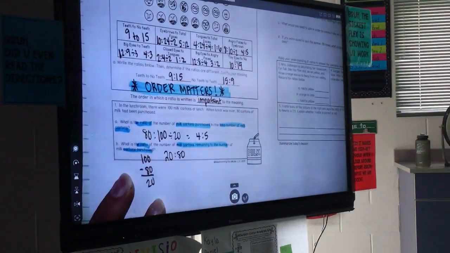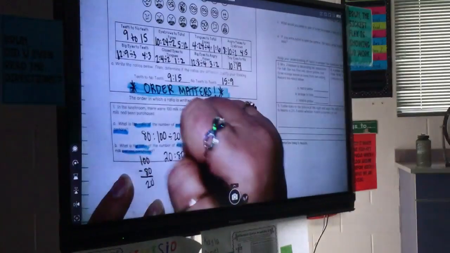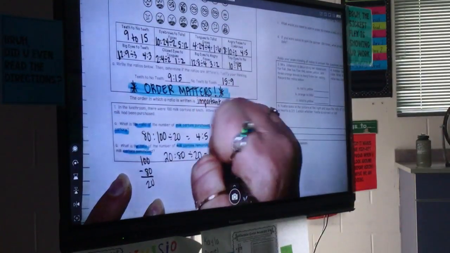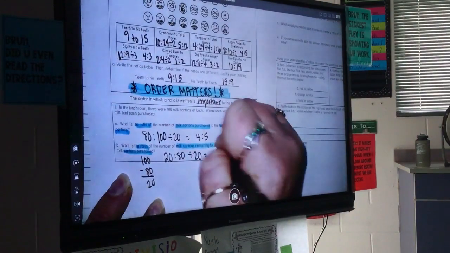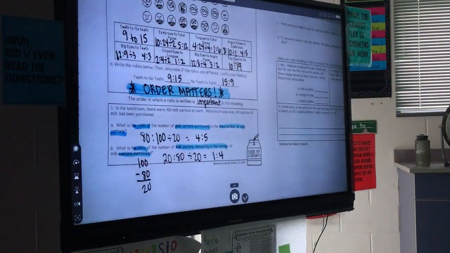And can I divide those, or simplify, sorry, by 20? And that will give me 1 to 4. 1 to 4. All right, questions about ratios. What do we think? Pretty easy. Very similar to fractions.